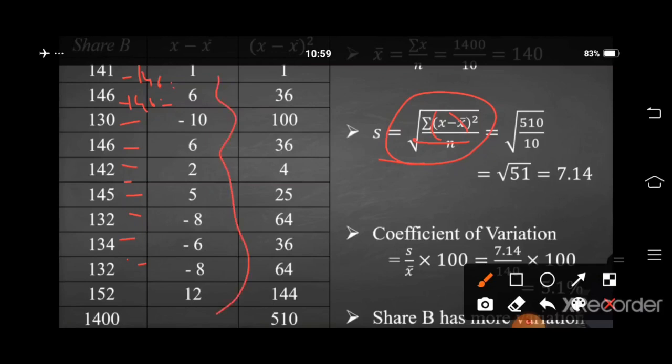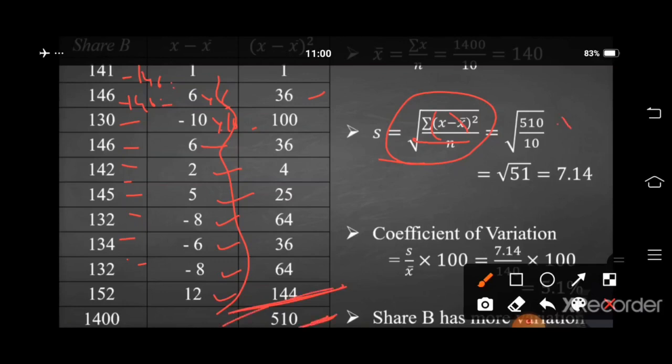1 square is 1, 6 into 6, 6 square is 36, minus 10 into minus 10 is 100, 6 square is 36, 2 square is 4, 5 square is 25, minus 8 square is 64, minus 6 square is 36, minus 8 square is 64, 12 square is 144. Now the total of this column is 510.